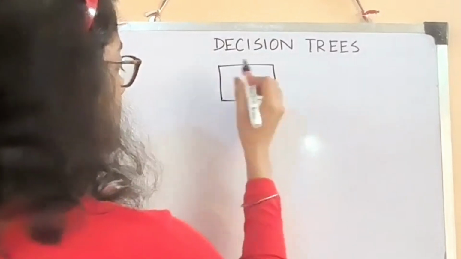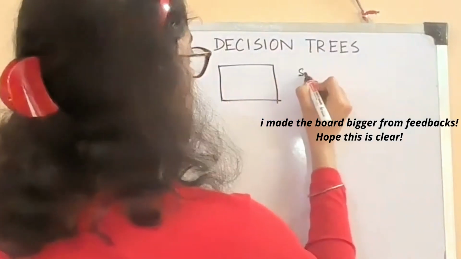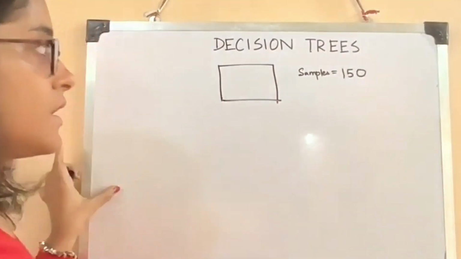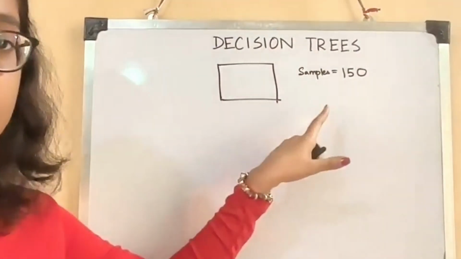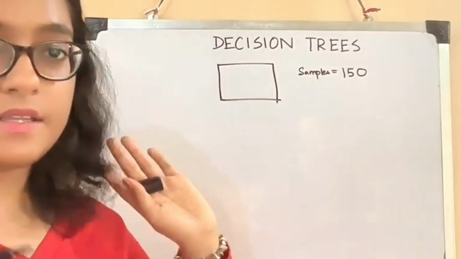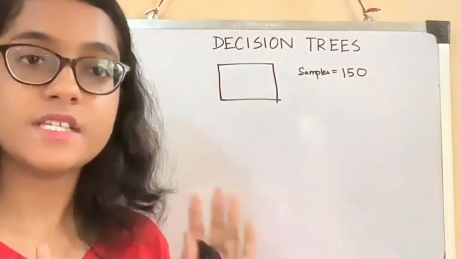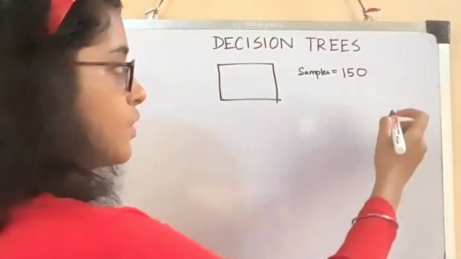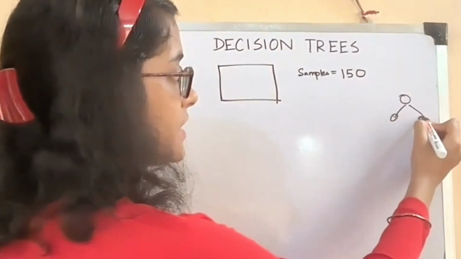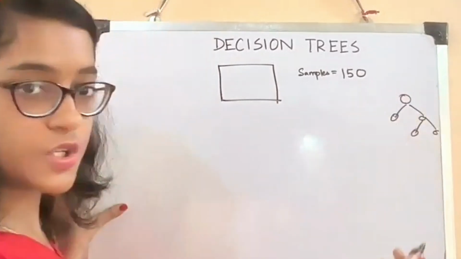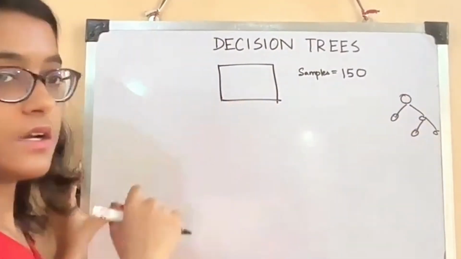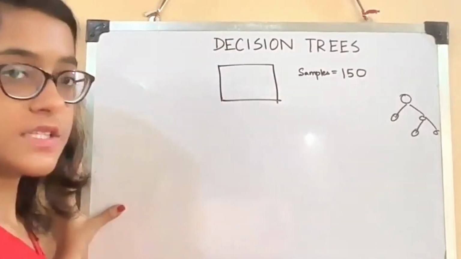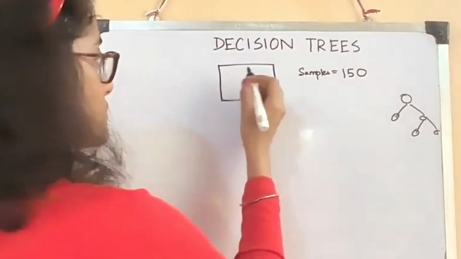So suppose this is our first node. The total number of sample points that we have is 150. That is the total number of data points in our dataset. In the beginning, at the current moment, the total is 150. So this is the first node in our tree. You know what a tree looks like. This is a tree, right? So this is our first node, the root, and we have total samples as 150.